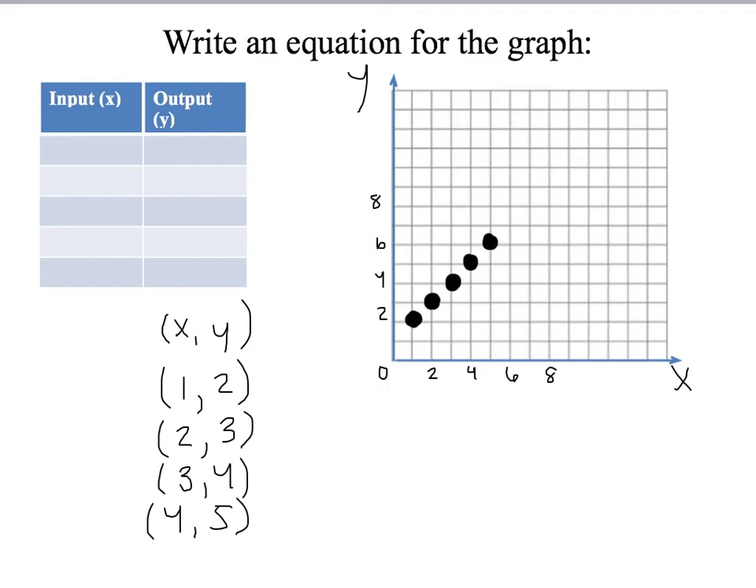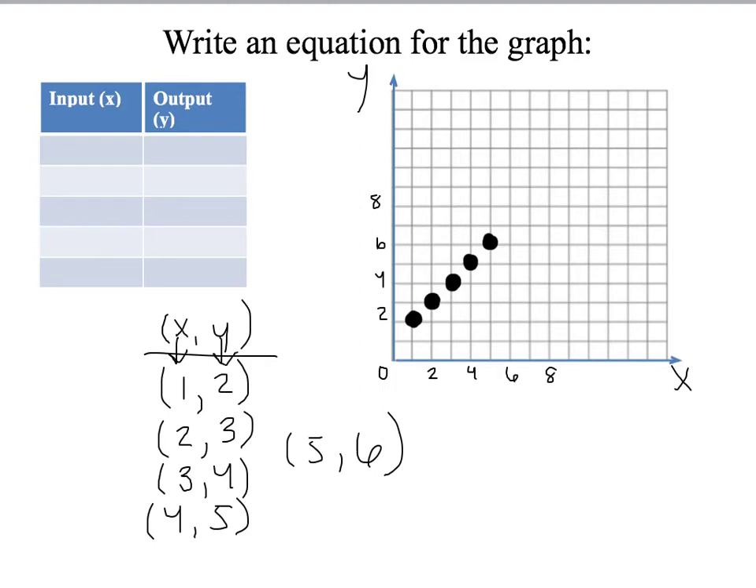So now we have 4 points, and our last point, which is this one here, has an x value of 5 and a y value of 6. So we have 5, 6. So now we have all of our ordered pairs in the form x, y. That means everything coming first, before the comma, is x, and everything after the comma is y.